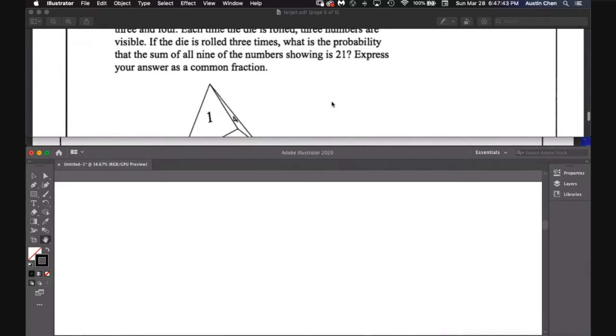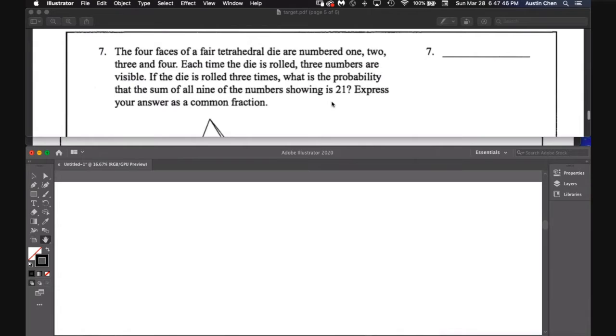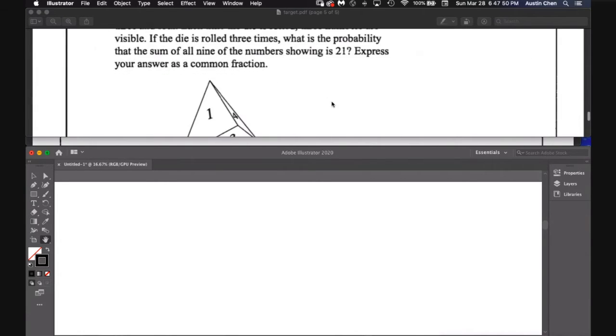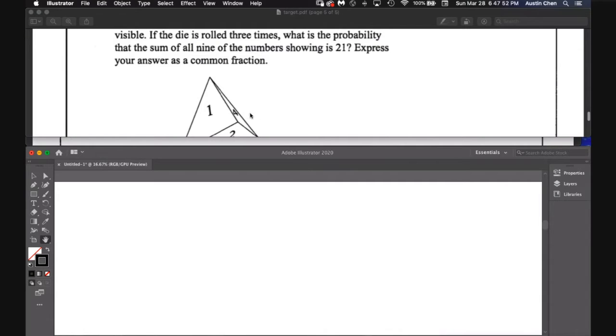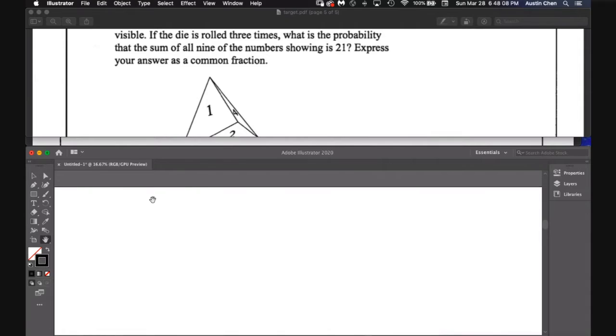Okay, so we have a four-sided die. We're going to roll it 3 times, and we want to find the probability that the sum of the 3 numbers facing up is... It's going to land on one side, and 3 numbers are going to face up. And we want the 3 numbers from all 3 rolls, which is 9 numbers. We want to find the probability that that sum is 21. Now, rolling 3 numbers, it's kind of weird to analyze.